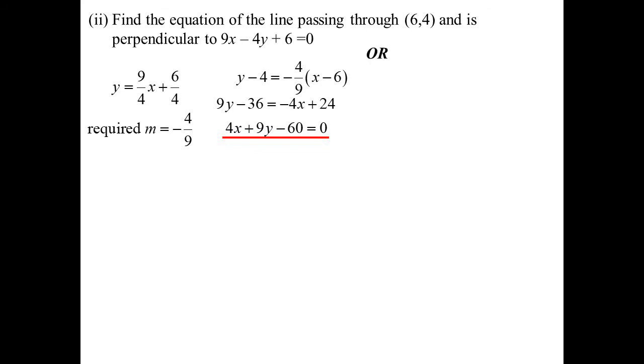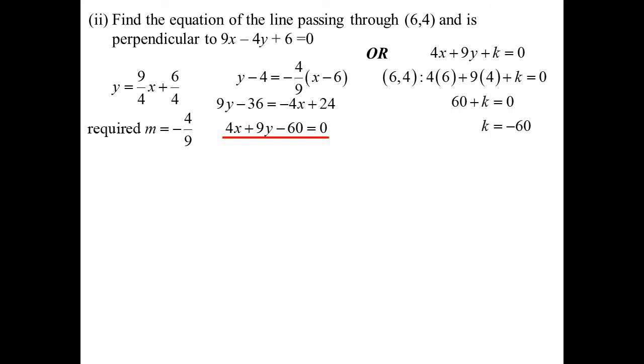Now using that idea, I would say, well, hang on, I know it'll be in the form 4x plus 9y plus some number is equal to 0. Swap the numbers, change the sign in the middle. Sub in the point (6, -4) to work out k. K is indeed -60. So there's our line: 4x plus 9y minus 60 equals 0.